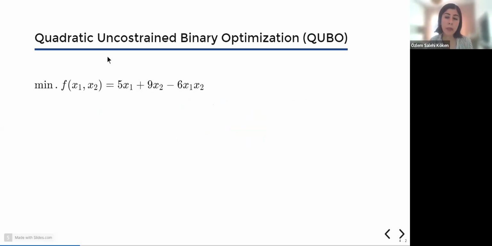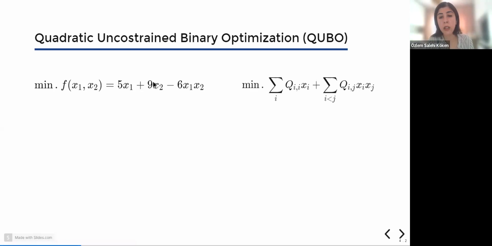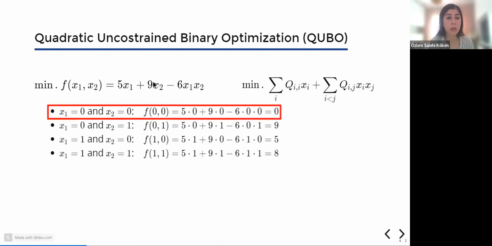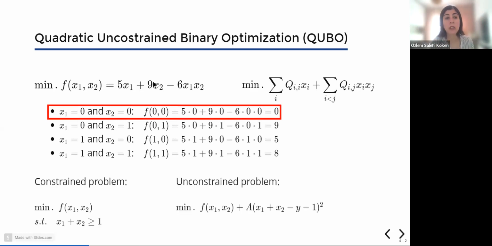And this f consists of at most quadratic terms like X1, X2. You cannot have X1, X2, X3, for instance. In general, this problem is NP hard. One can express this also as follows in a more general form. For this simple example, the solution will be X1 equals 0 and X2 equals 0. This is unconstrained, meaning that there are no constraints imposed on this minimization problem.